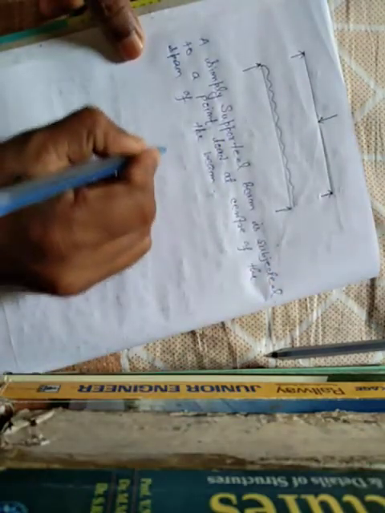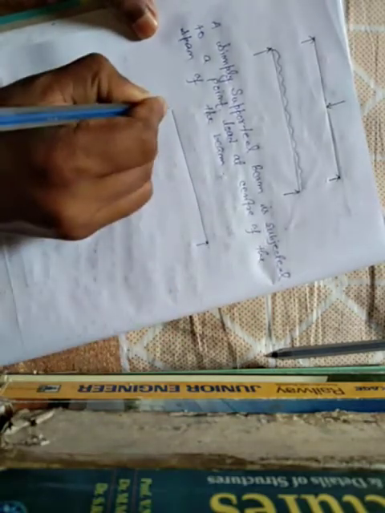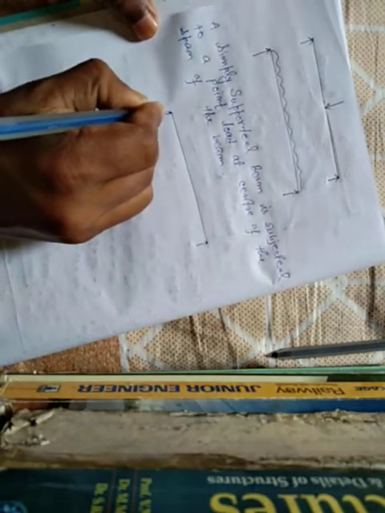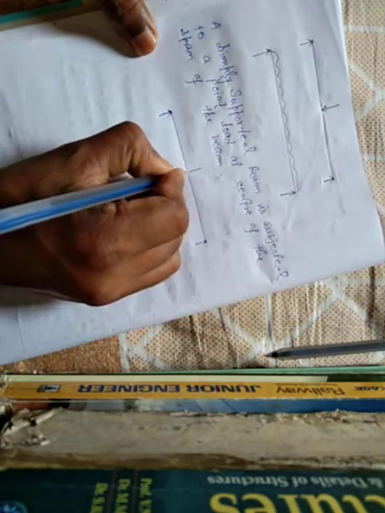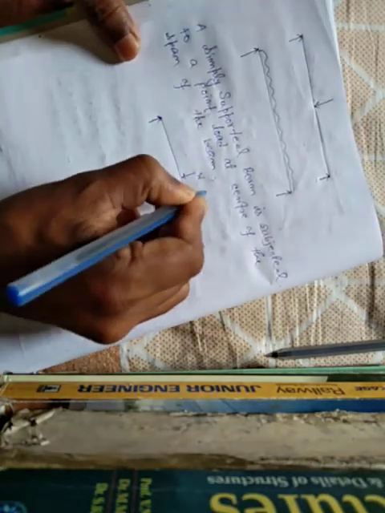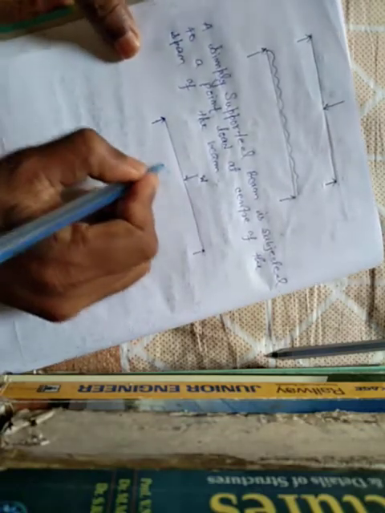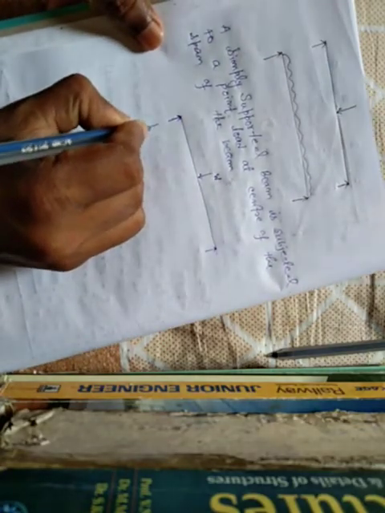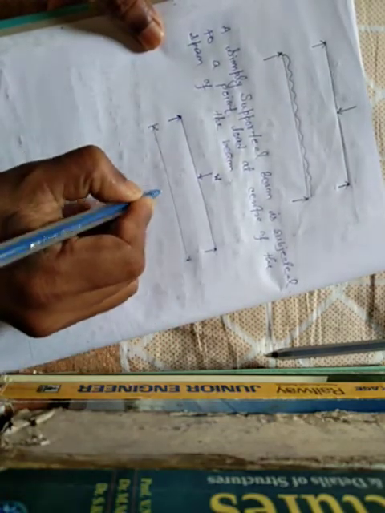Draw a simply supported beam. This simply supported beam is freely resting on the supports, and a point load, say W, at center of the span of the beam. Let me consider the length of the beam is L.